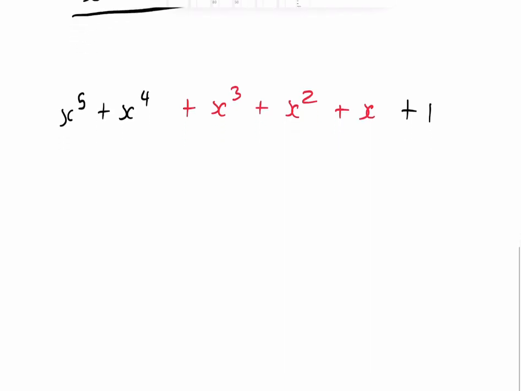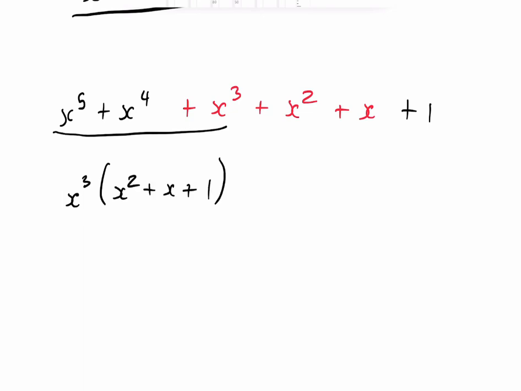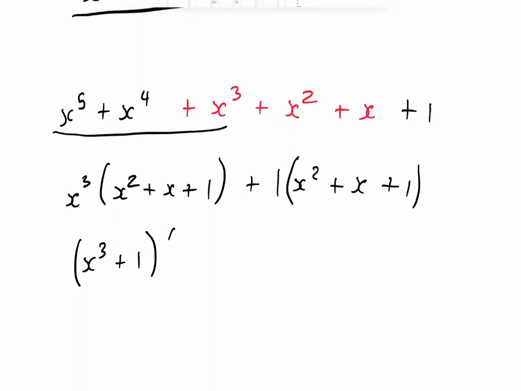So the way we're going to factorise this is we can take a factor of x cubed out of these three terms. So we take x cubed, and that will give us x squared plus x plus 1, plus x squared plus x plus 1. Now you'll notice that what's left is the same as what's in the bracket of the x cubed. So what we can say is that this will factorise to (x cubed plus 1)(x squared plus x plus 1).